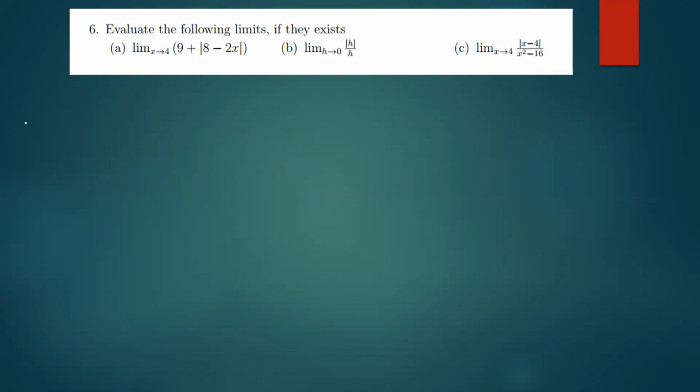So the next one is the limit of the absolute value of h over h as h approaches 0. So how do you calculate this limit? Like I said, if you want to know whether the limit exists or not, you have to check the left and the right side of the limit and see if you're going to get the same solution. If you get the same solution, it means that your limit exists, and that solution is the value of that particular limit.